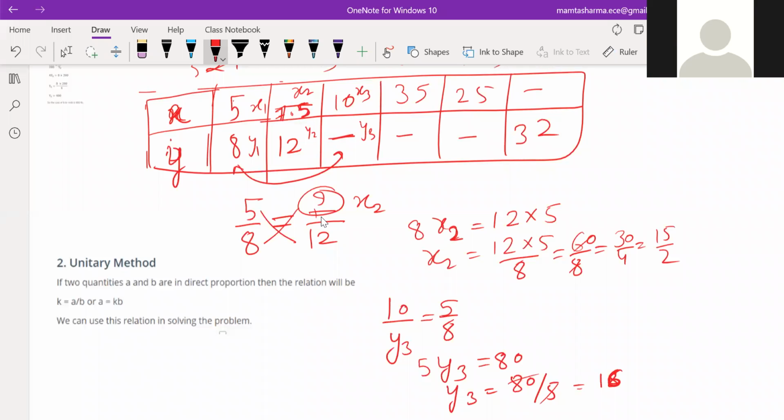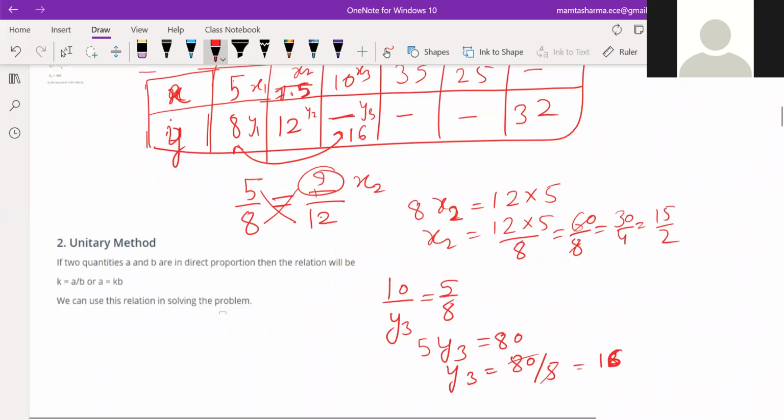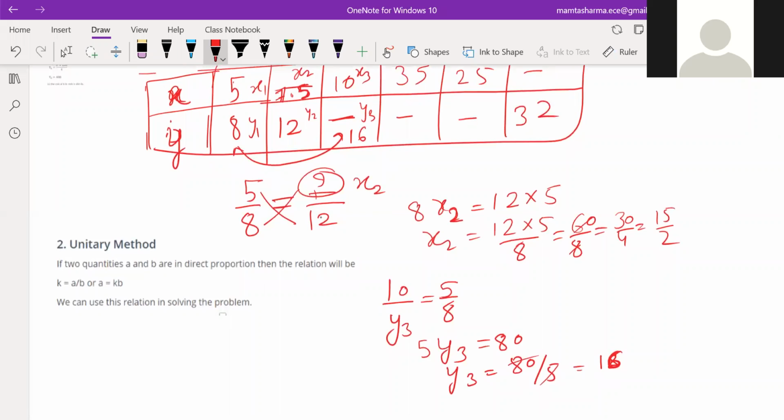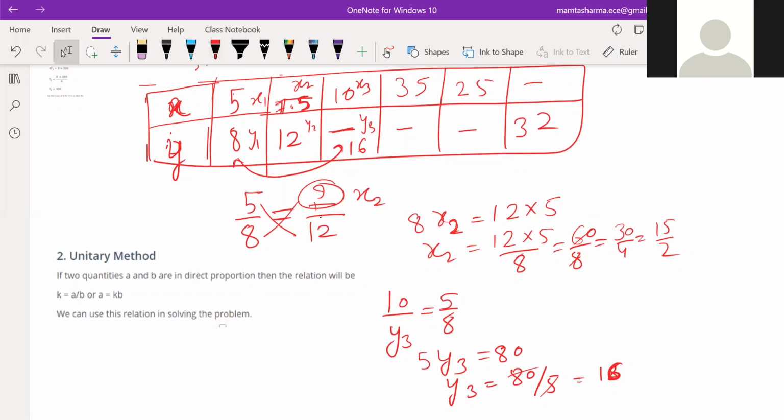Okay. 5 sevens are 30. Now Y3 would be 16. So where is the confusion? We are getting the value by equating the ratio. That's it. Now calculate this X4 by Y4. Equate this ratio X4 by Y4 to 5 by 8.